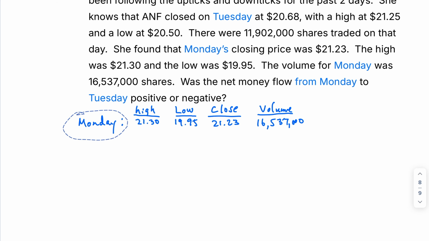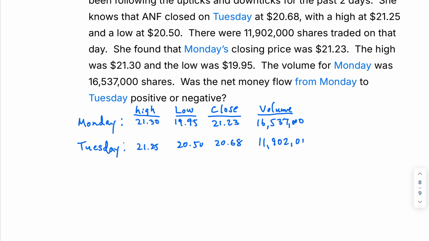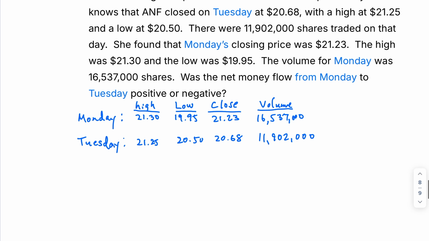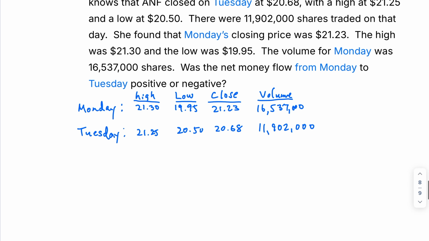Let me just go ahead and move this down a little bit. And then on Tuesday, we're going to capture similar information. So the high was 21.25. The low was 20.50. The close was at 20.68. And the number of shares traded was 11,902,000.